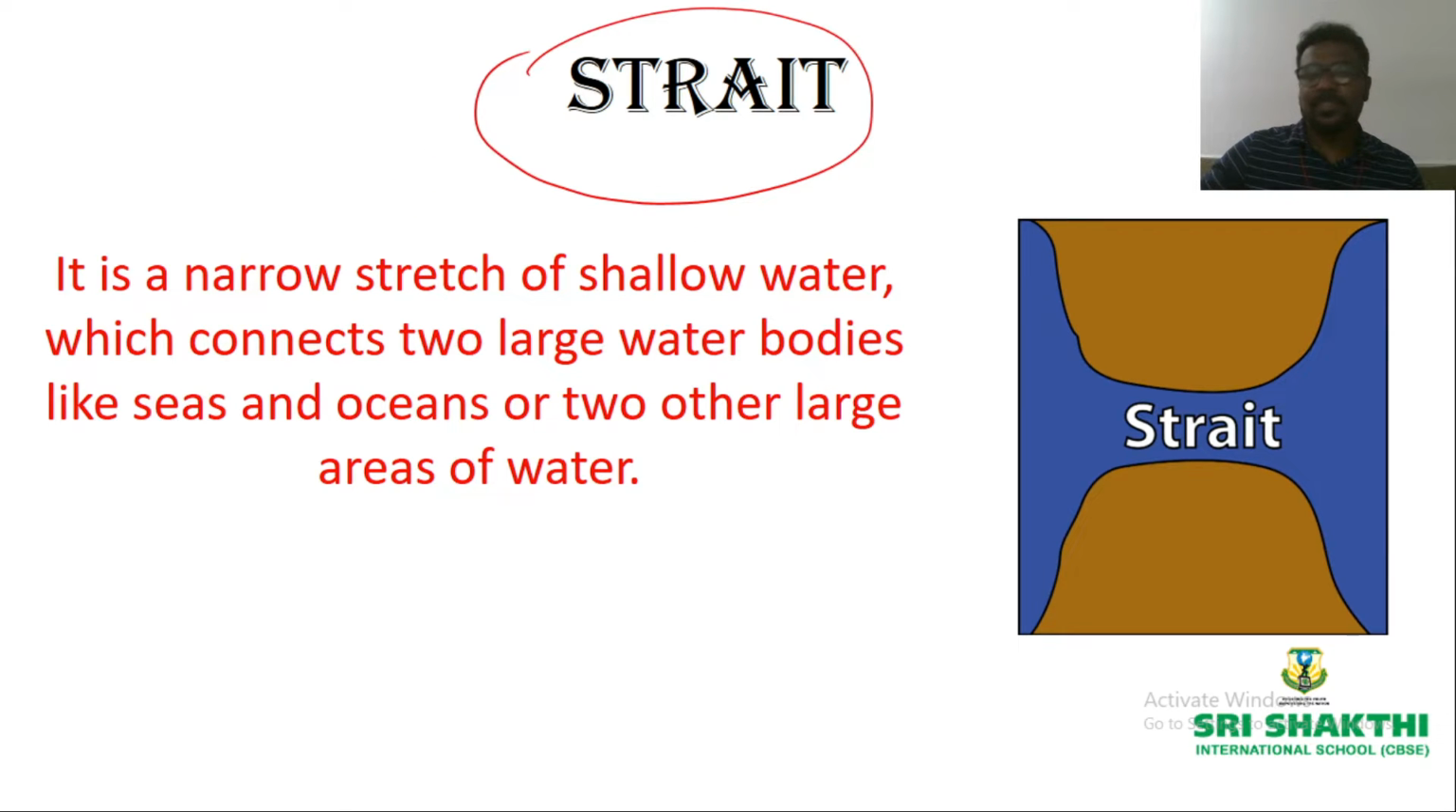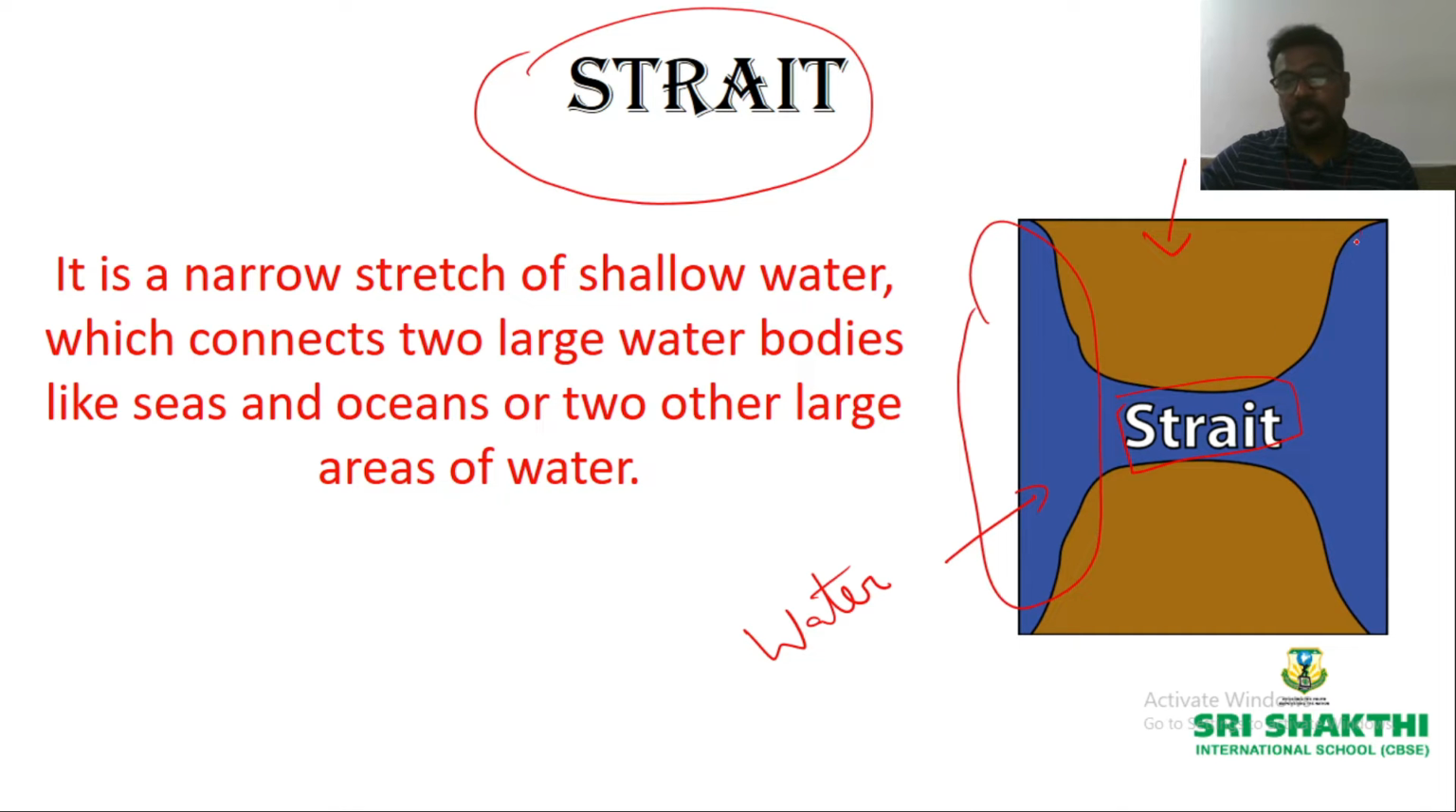So by seeing the picture itself, you can understand this blue color represents water and this brown color represents landmass. And you can see that this small water channel or small water body that connects these two bigger water bodies, we can call this a strait, or in other words, a small water body that divides two bigger landmasses will also be known as a strait.